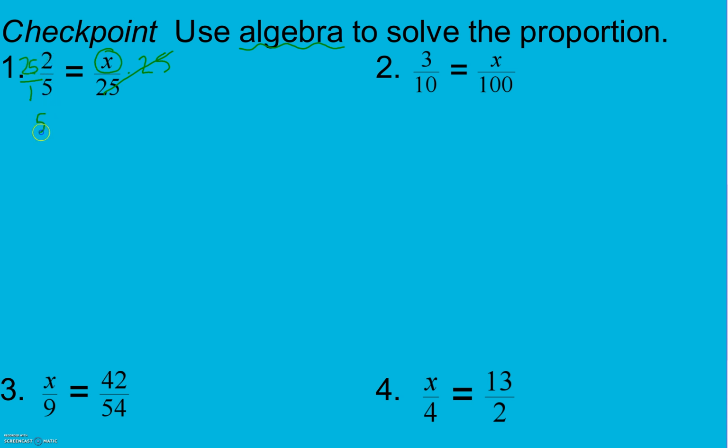25 times 2 is 50. 1 times 5 is 5. And that reduces to be 10. So x is going to be 10.